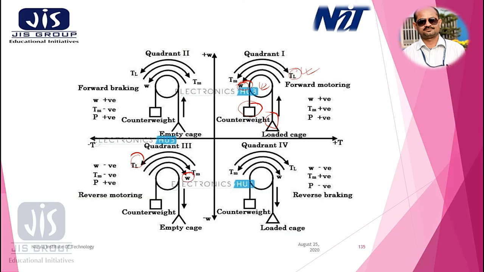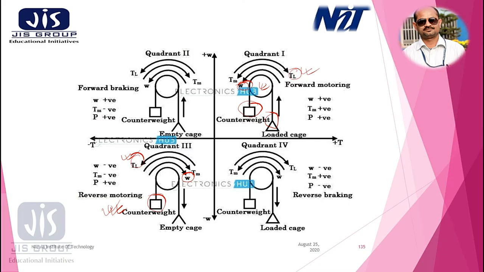That means in quadrants 1 and 3, the motoring operation is happening, and this motoring operation depends on the direction of rotation; according to that it will decide whether it is a forward motoring or a reverse motoring operation. In quadrant 2, if we see, this is an empty cage and this is the counterweight, so the weight of the counterweight is now greater than this empty cage, and I am trying to lower this empty cage, but as this weight is higher, the load torque acts in this direction.